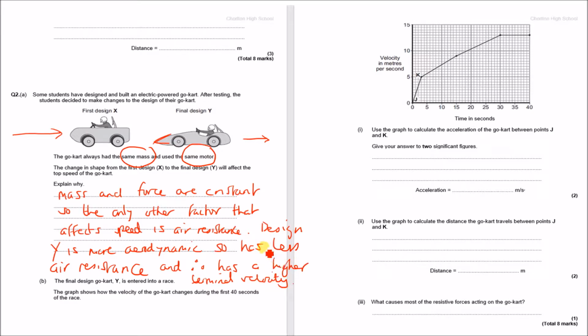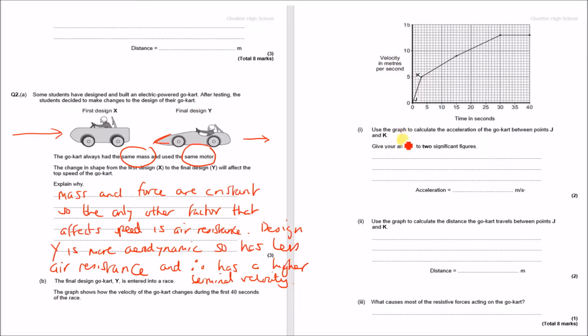Okay. Right, the final design of go-kart Y is entered into a race. The graph shows how the velocity of the go-kart changes during the first 40 seconds of the race. Use the graph to calculate the acceleration of the go-kart between points J and K. Give your answer to 2 significant figures.